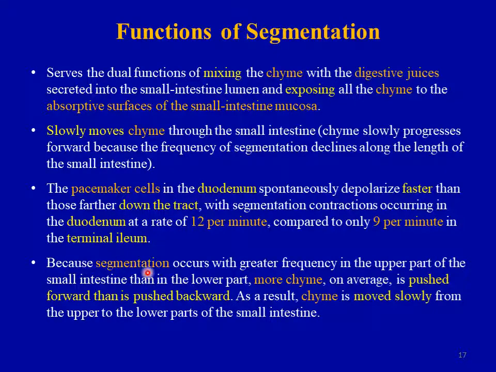Because segmentation occurs with greater frequency in the upper part of the small intestine than in the lower part, more chyme on average is pushed forward than is pushed backward. As a result, chyme is moved slowly from the upper to the lower parts of the small intestine.